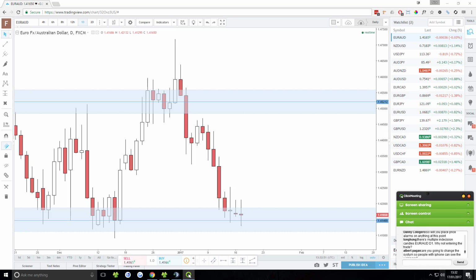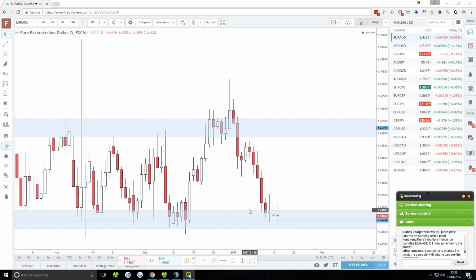Okay, and there was a question from Tong Hong. There's multiple indecision candles on Euro USD daily one. Why not entering the trade? Well, there's been no entry thus far. Where would you have entered this trade? If you were basing it off of this indecision candle here, Tong, there would have been no entry yet, because your entry would have been somewhere up there, or probably higher, somewhere up here. So there's been no entry yet.